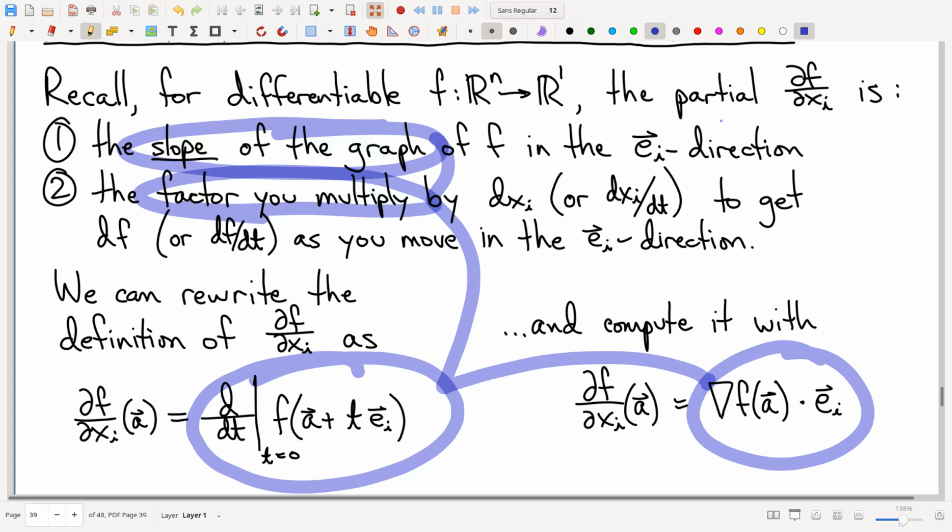So now here's the question I want to ask. Under what other circumstances are these four things all equal to each other? Rhetorical question. In this case, they're all equal to each other because I'm moving in the direction given by a specific unit vector, the ei vector, the vector that points in the direction of my xi axis. I've got an axis system, and this is as I move in that direction.